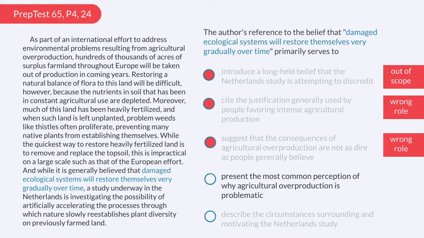D has some loaded language, the most common perception. It's also not in any way a reason why overproduction is problematic. If anything, the fact that ecosystems can fix themselves over time makes it seem like it's not a problem to overproduce. So this answer is both too strong and also reflects an idea that the author's never trying to convey.